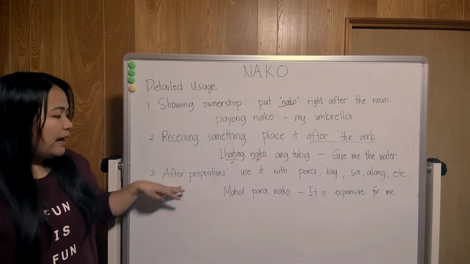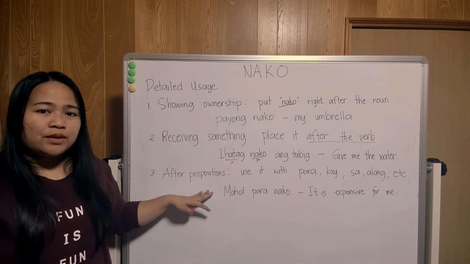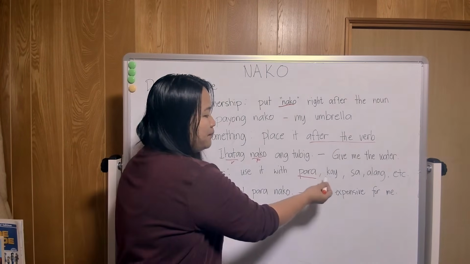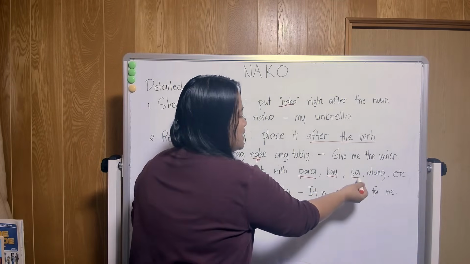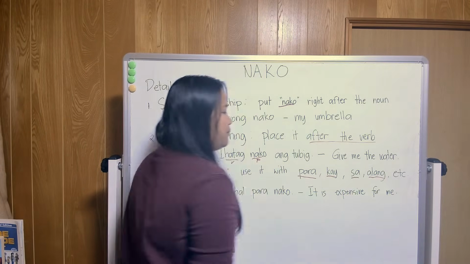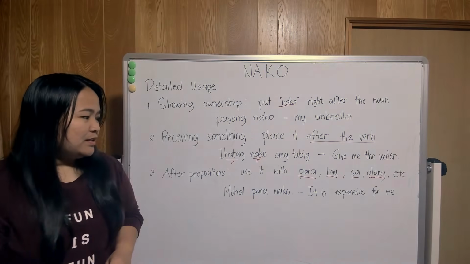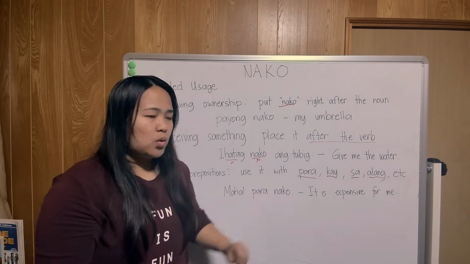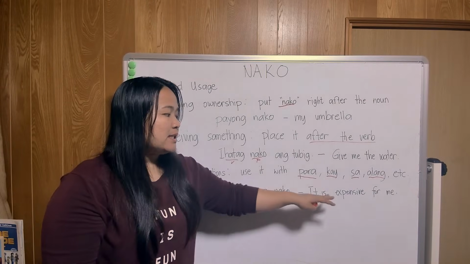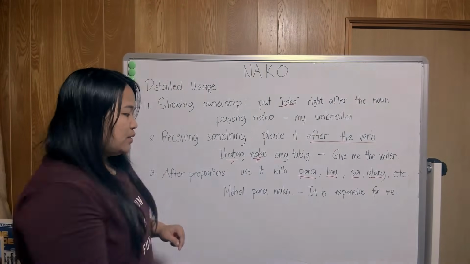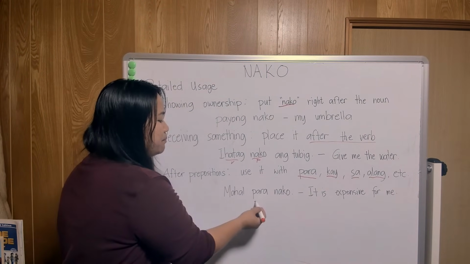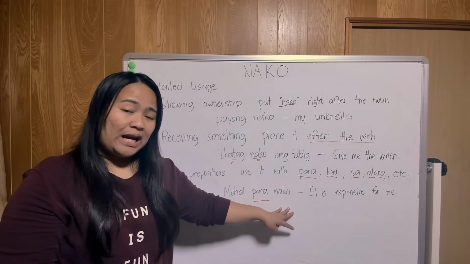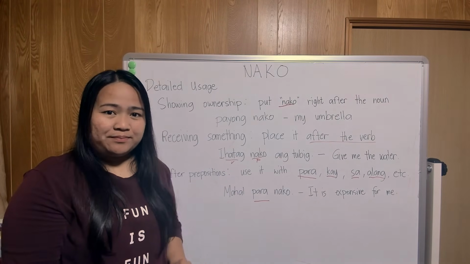And number 3, after prepositions. You can use nako with para, kay, sa, alang, etc. For example, mahal para nako. It means it is expensive for me. The preposition para means for, and the pronoun nako means me.